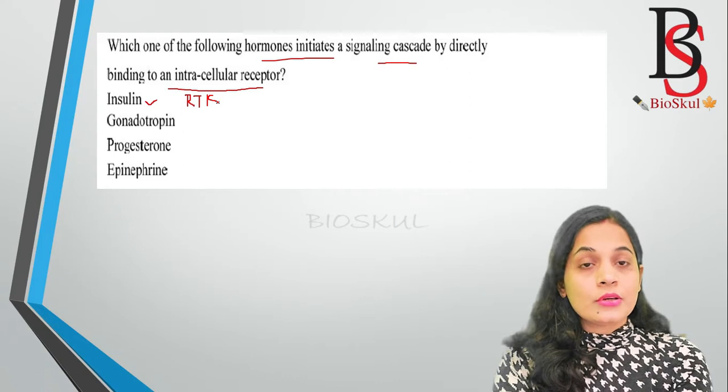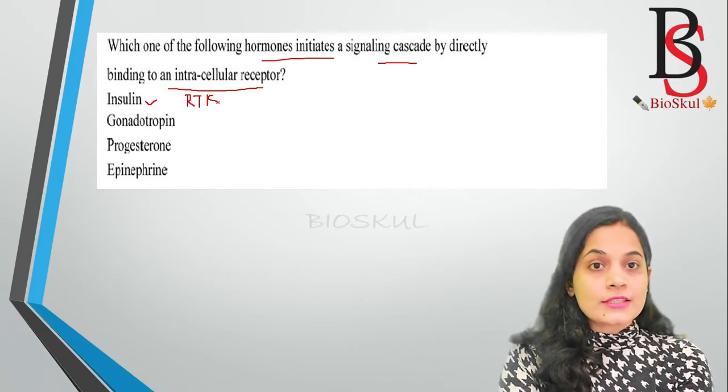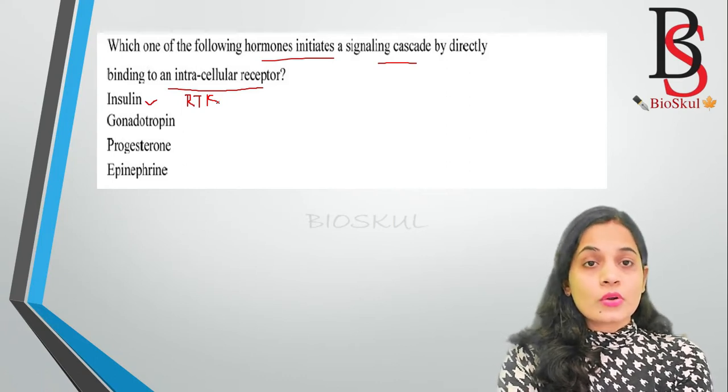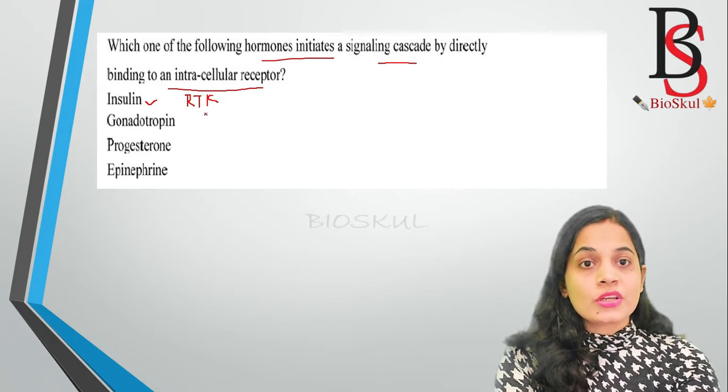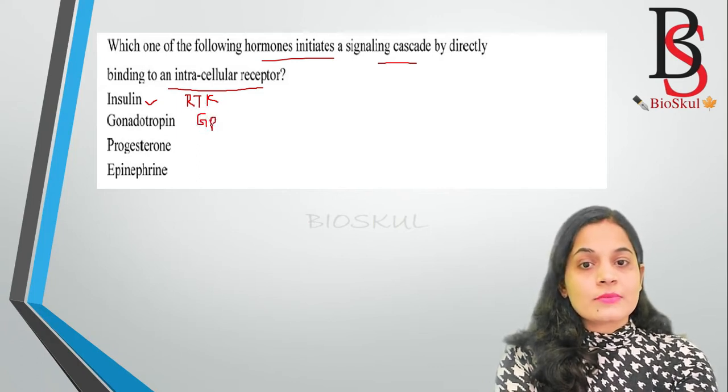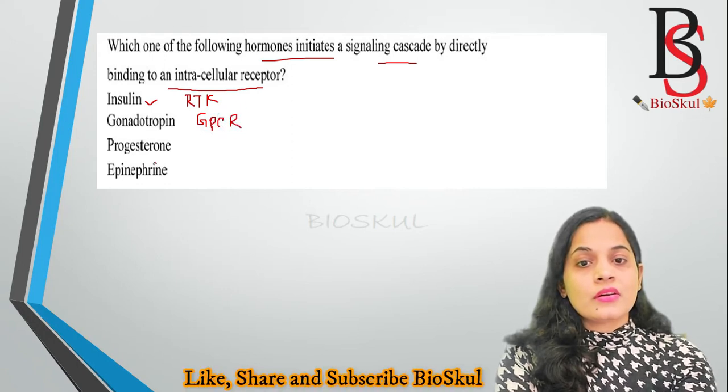Gonadotrophins are like luteinizing hormone and follicle stimulating hormone, and the receptor is the gonadotrophin releasing hormone receptor. It is found in the pituitary, and it is a GPCR, G protein coupled receptor. So that is also a cell surface receptor. So this option is also wrong.